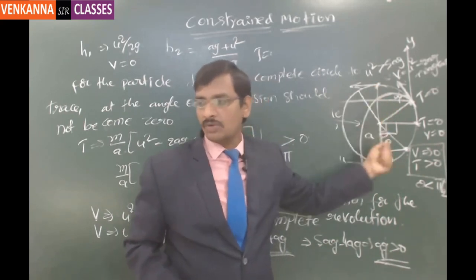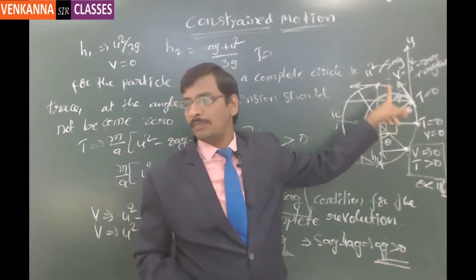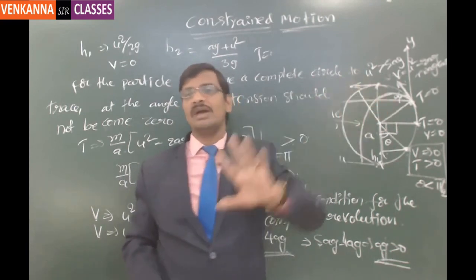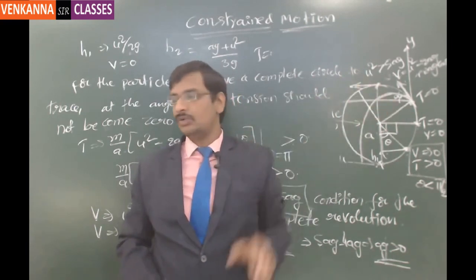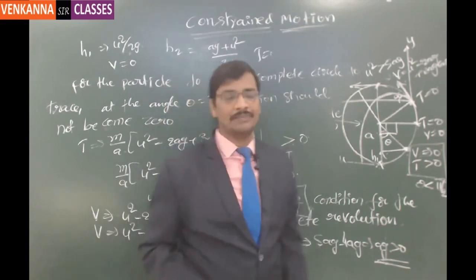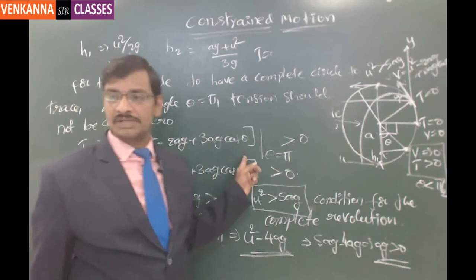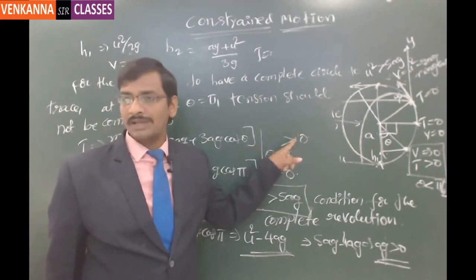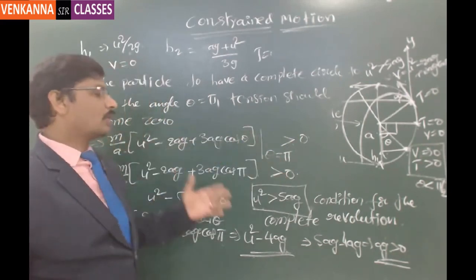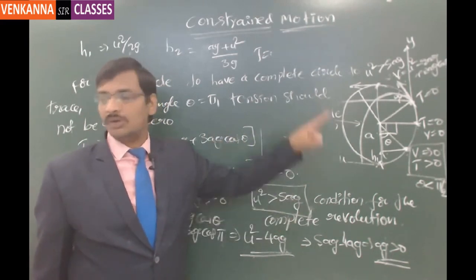At this location, which is the highest height, the weight will drag down, and that weight should be balanced by the centrifugal force of this particle. For that we have to find the tension value at the topmost point, so that we can assure that it is greater than or equal to 0. We calculated the tension as T = (m/a)(u² − 2ag + 3ag cos θ), and this should be more than 0 even at the angle theta equal to pi. This gave the conclusion that u² should be greater than 5ag, so that the tension can never be 0 at the topmost point.